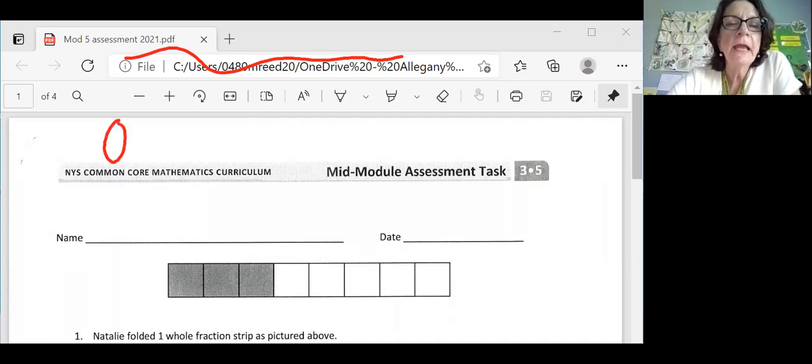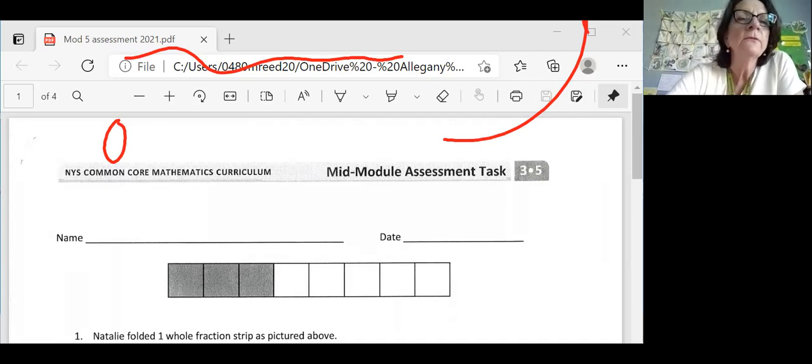B, label each equal part with a unit fraction. Again, you can label the strip up here. Okay, I don't know why my drawing isn't working very well. C says write the fraction of the strip she shaded. And then finally, D says write the fraction of the strip she did not shade. Okay, and I'm going to clear all my drawings out there.